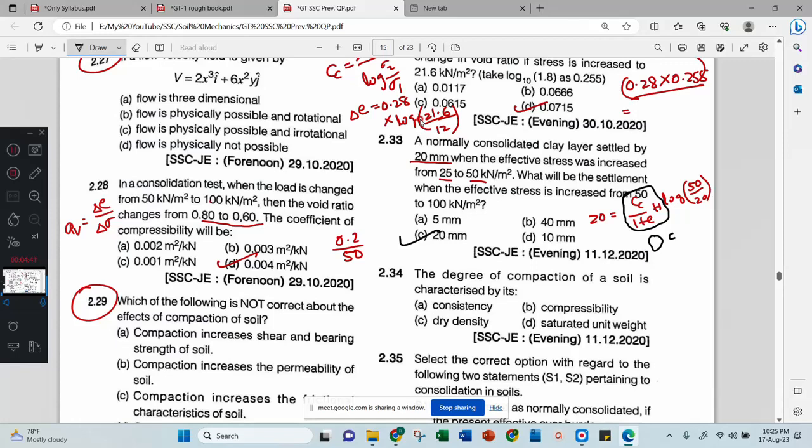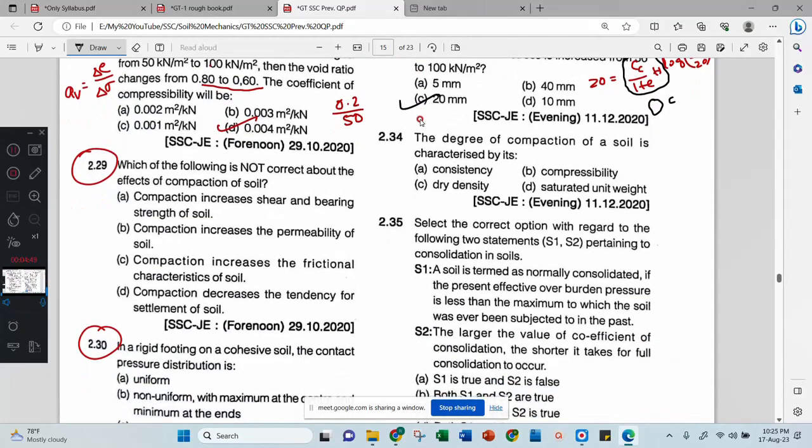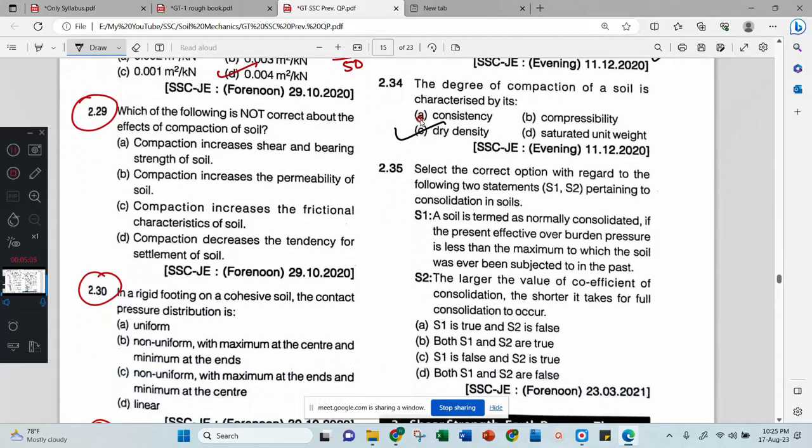Next, degree of compaction of the soil is characterized by... We'll discuss later, but degree of compaction we'll answer now only. Degree of compaction of a soil is characterized by: consistency, compressibility, dry density, saturated unit weight, dry density. Select the correct options.